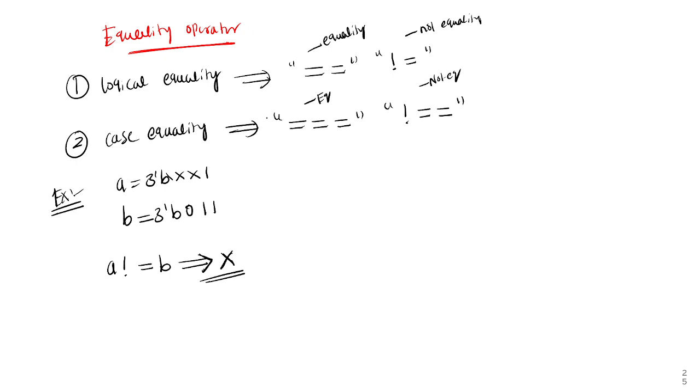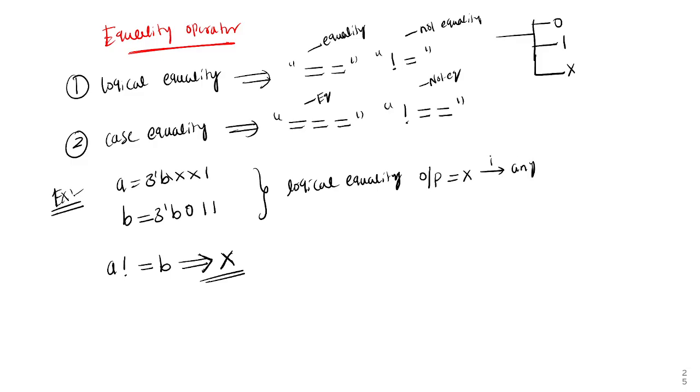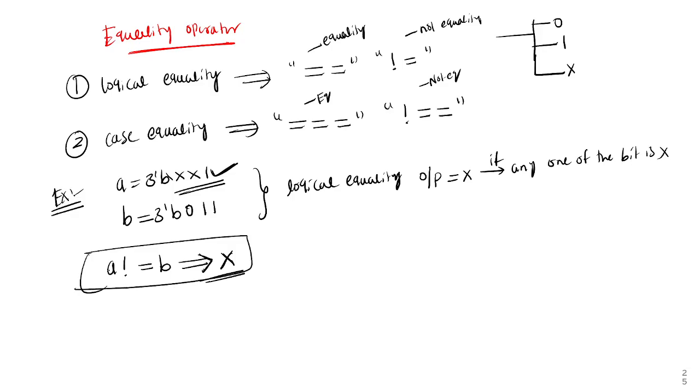Why? Because in logical equality there are three values: the false condition, the true condition, and the unknown condition. In logical equality, if any one of the bits in the input is x, it will give the output as x only. If the condition is not satisfying, it is x only.